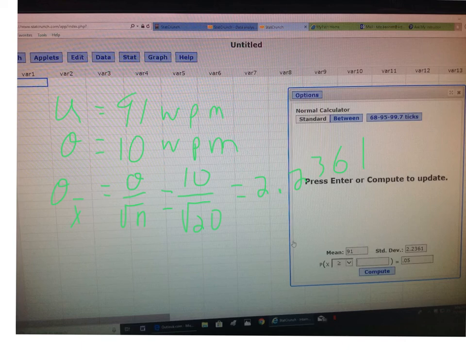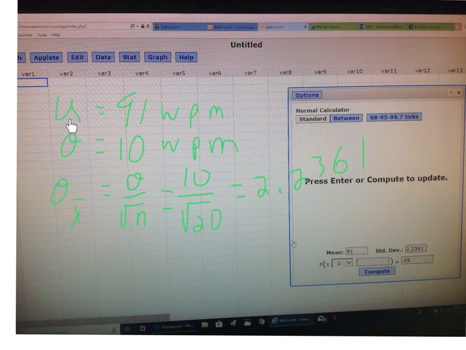I'm not sure whether you're doing it by hand or using a graphing calculator or StatCrunch. I like using StatCrunch for these problems. And we want to use the normal calculator. And so if you click on Stat Calculator and then choose Normal Calculator, this box pops up.